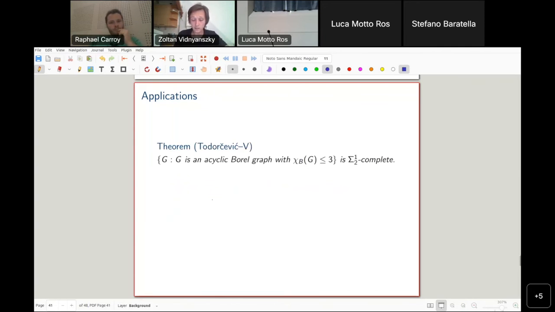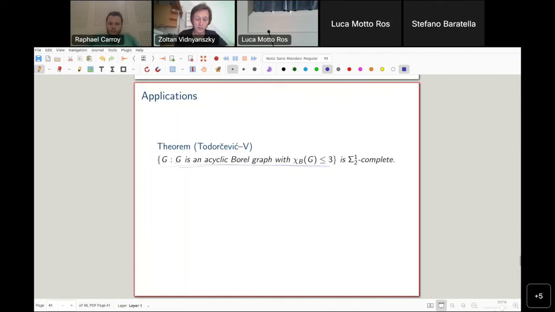The other nice thing is that there was this result, and I guess this is the very short complexity part of the talk. There was this theorem which we proved with Stevo, that if it is impossible to decide the Borel chromatic number of a Borel graph. Okay, what does that mean?